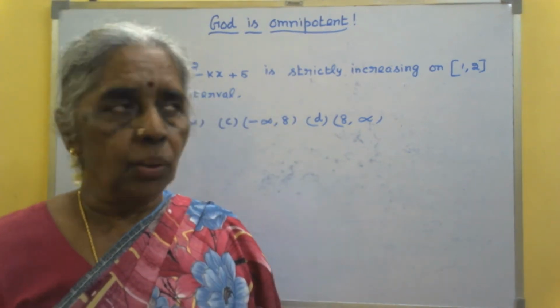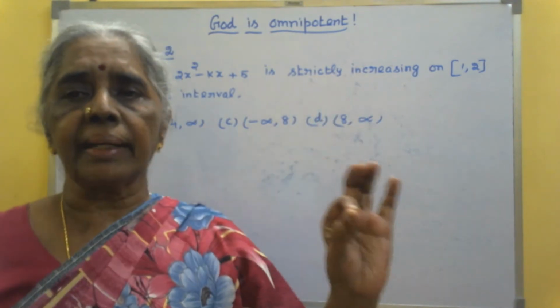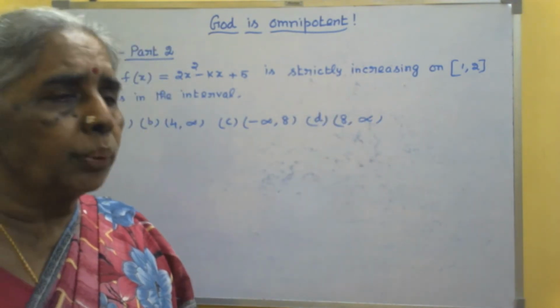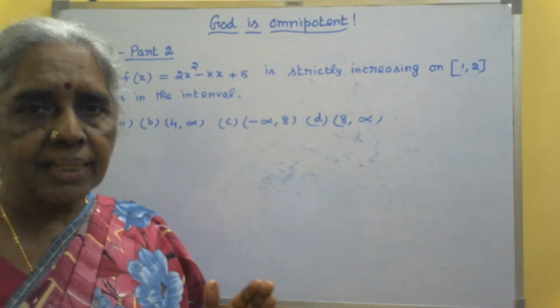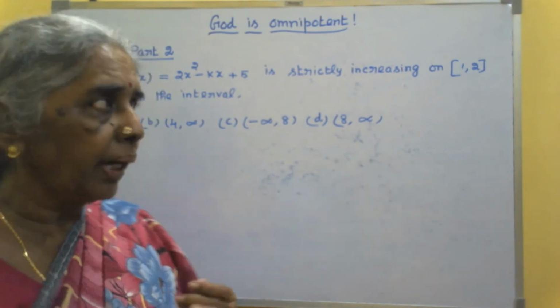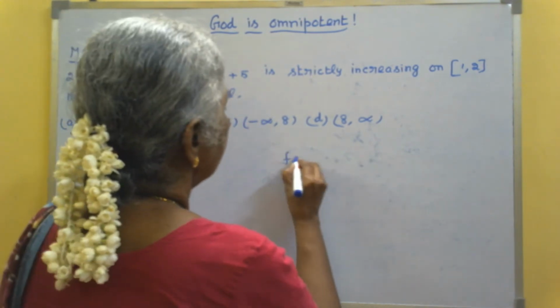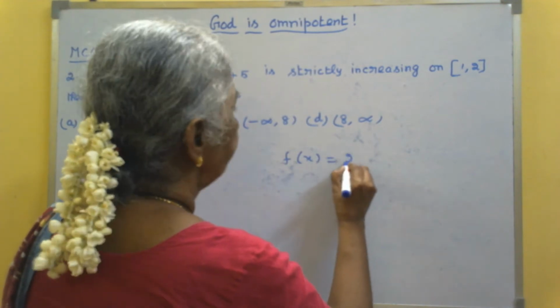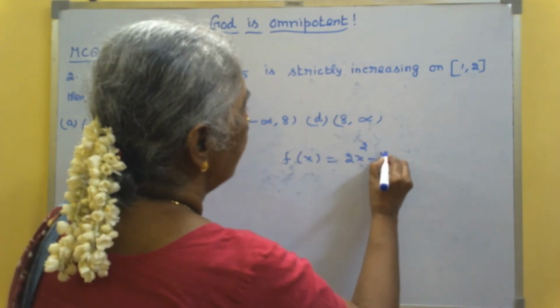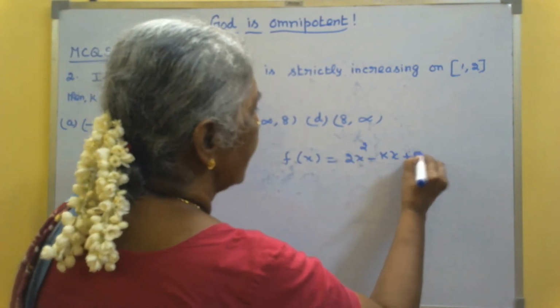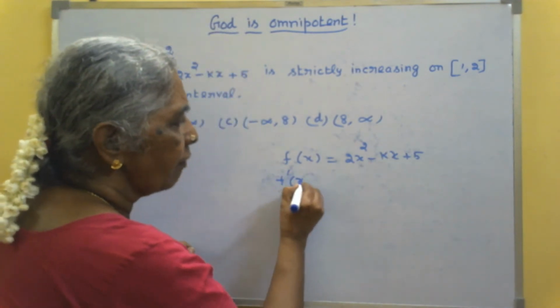Here also it is given as strictly increasing. So you know f dash of x greater than 0, right? So now f of x is given to be 2x squared minus kx plus 5. Let us find what is f dash of x.